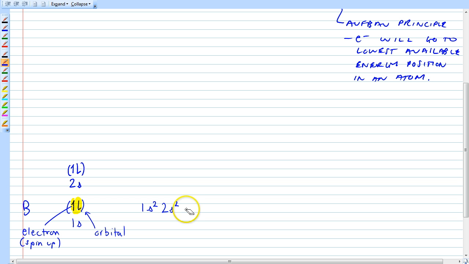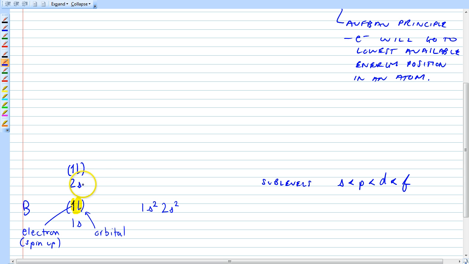Boron has 5 electrons, but as we can see, we can't put any more in the 2s. Well, what would be next? If you remember, the sublevels have energies that work like this. The S sublevel has less energy than the P sublevel, which has less energy than the D sublevel, which has less energy than the F sublevel.